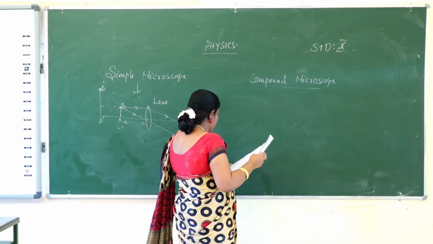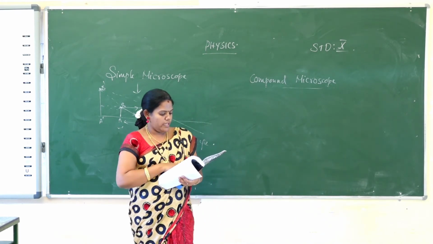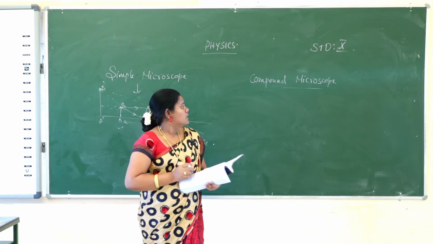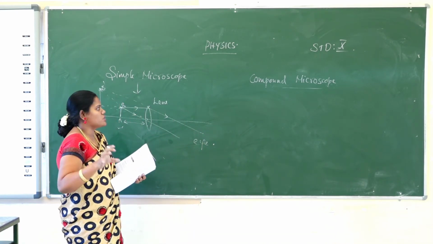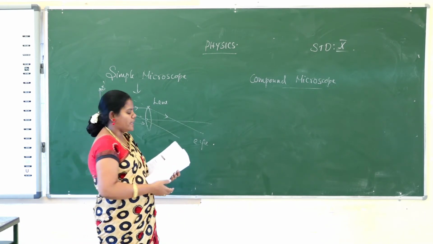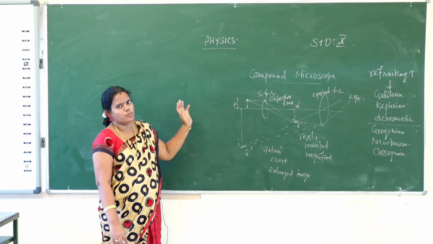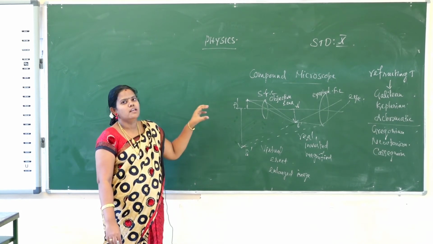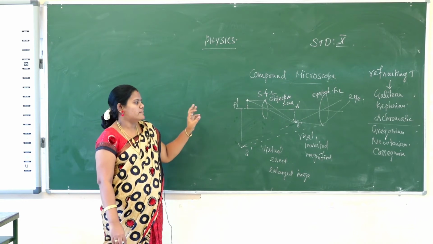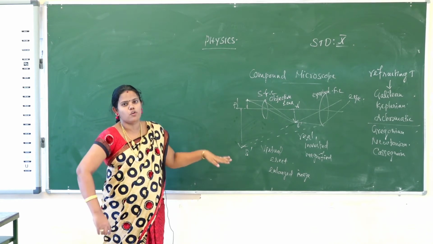And compound microscope. Simple microscope has only one lens, so it gives just some magnified image. Compound microscope has two lenses. Next, comparing the simple microscope and the compound microscope: the simple microscope magnifies the object in a simple size. Magnification power is increased by decreasing the focal length.